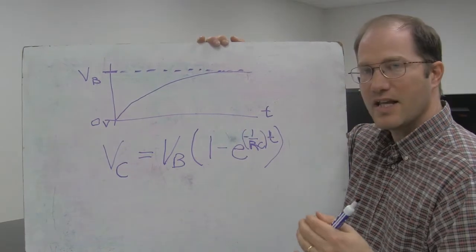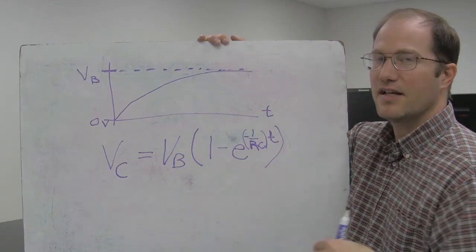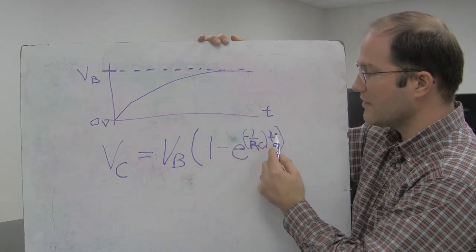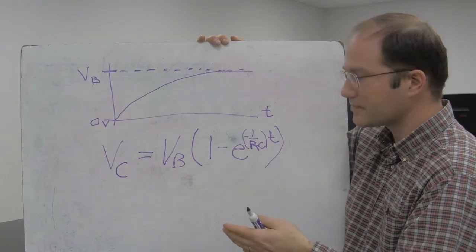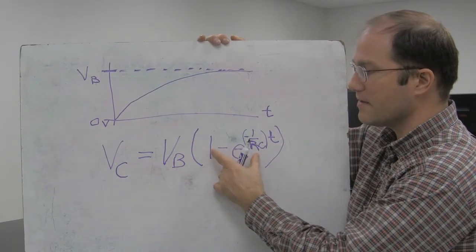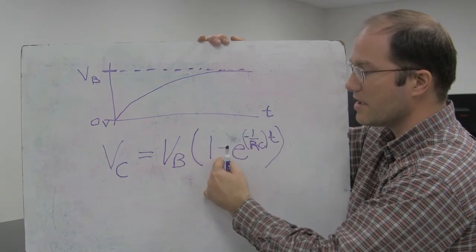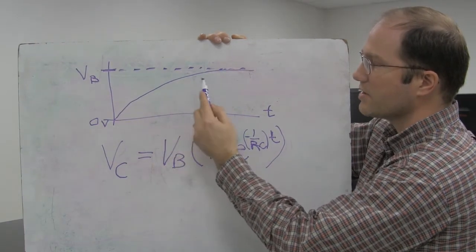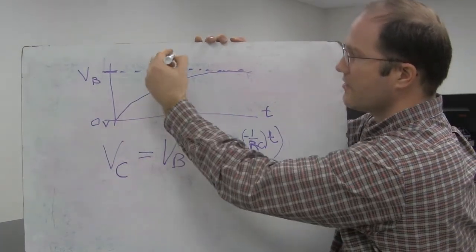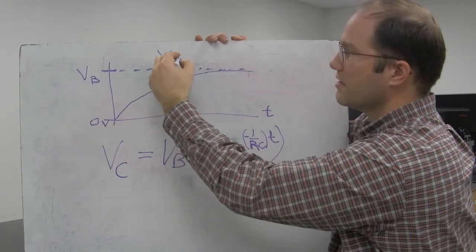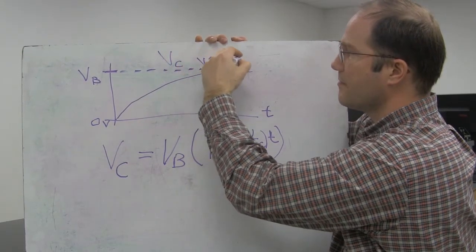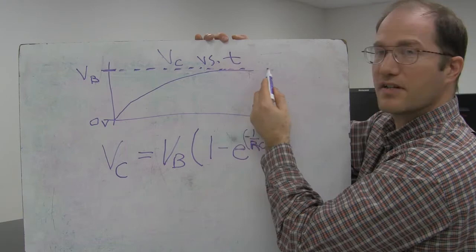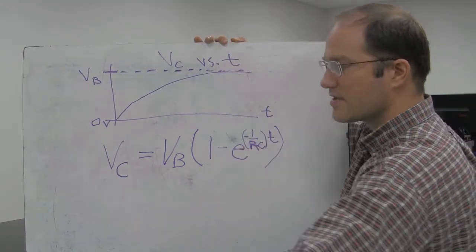And so anything to a negative large number is actually a small number. So e to the negative infinity is actually pretty close to 0. So 1 minus 0 is 1. Battery voltage times 1 is equal to the battery voltage. So you can see as time goes to infinity, our capacitor voltage, we're plotting up here, this is the capacitor voltage versus time, that's the name of this plot, then we're approaching the battery voltage as t equals infinity. So this is a charging capacitor.